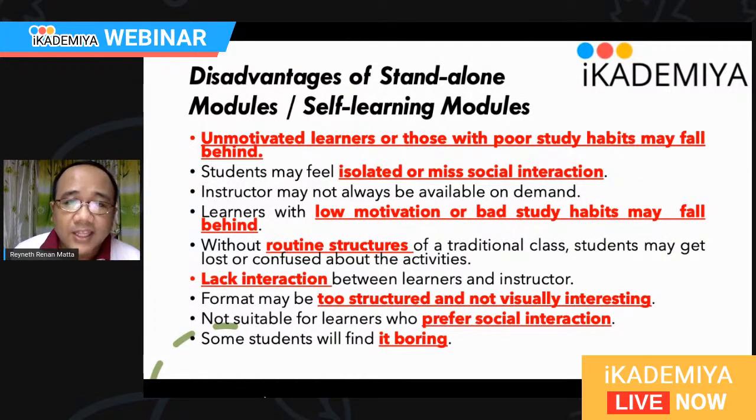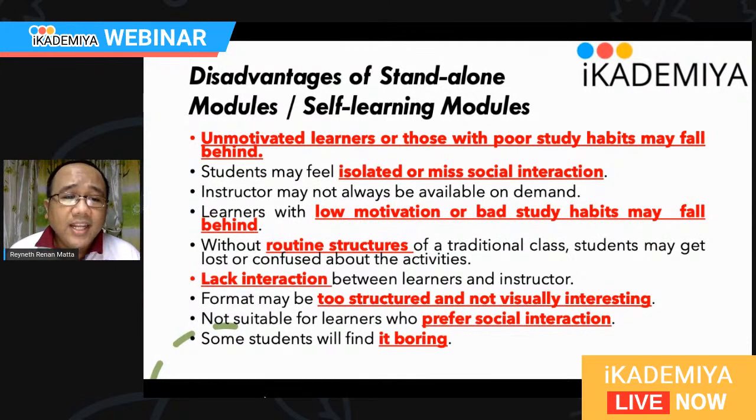One of which is that unmotivated learners or those with poor study habits may fall behind. Meaning, if the learners find it difficult to catch up, especially with our instruction, they will be less motivated. So when we do standalone modules or self-learning modules, the instruction must be clear. The instruction must be direct to the point. Also, students may feel isolated or miss social interaction if he or she finds it hard to understand the content and the instruction of the self-learning module.